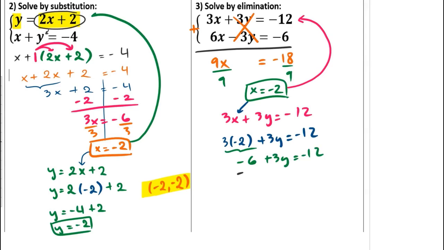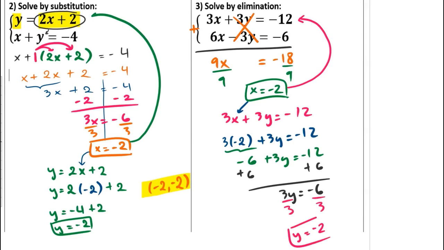We're going to add 6 on both sides. So 3y equal to negative 6. And we divide by 3 on both sides. Y equal to negative 2. Okay, so x and y coordinate, that will be negative 2 comma negative 2 as my final answer. And they match with 1, 2, and 3.